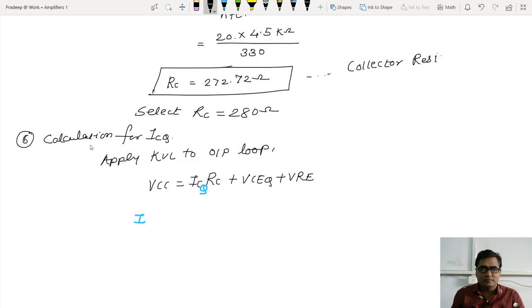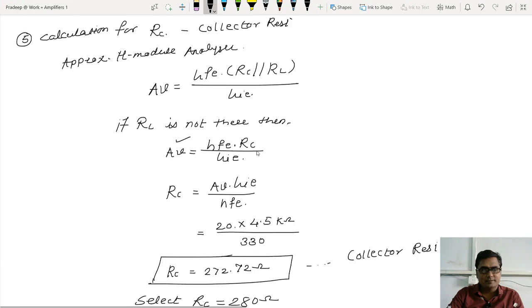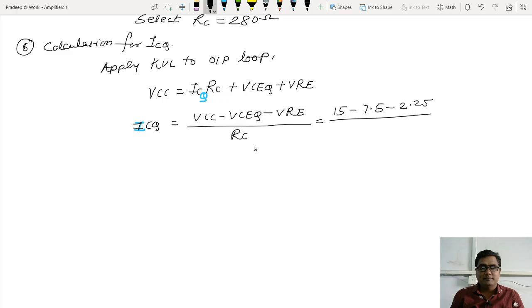So the value of ICQ will be VCC minus VCEQ minus VRE divided by RC. VCC is 15, VCEQ is 7.5, minus VRE. What's the value of VRE we have calculated? Yes, 2.25. Let me check, yes, it is 2.25. Divided by the value of RC.